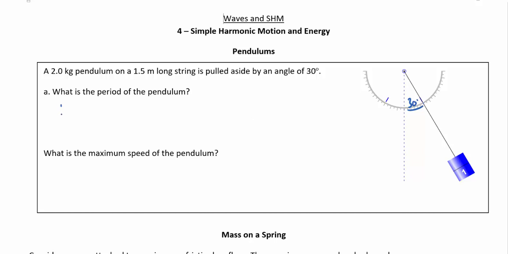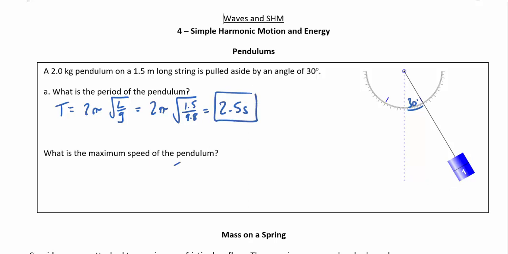The period is pretty straightforward if you think back to our formula that we learned last time, where the period of a pendulum is 2 pi times the root of length divided by g. And so plugging in our values, 2 pi times root of 1.5 over 9.8, we end up with a period of right around 2.5 seconds.